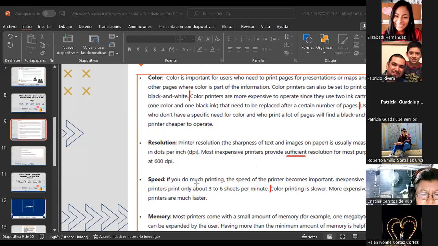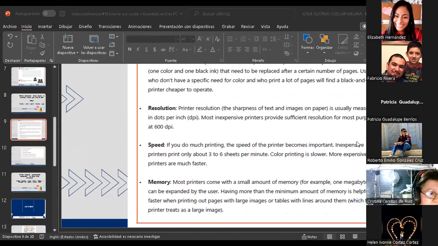If you do much printing, the speed of the printer becomes important. Inexpensive printers print only about 3 to 6 sheets per minute. Thank you. We go with Christy. Color printing. Okay. Color printing is slower and more expensive. Printers are much faster. Yes, thank you.